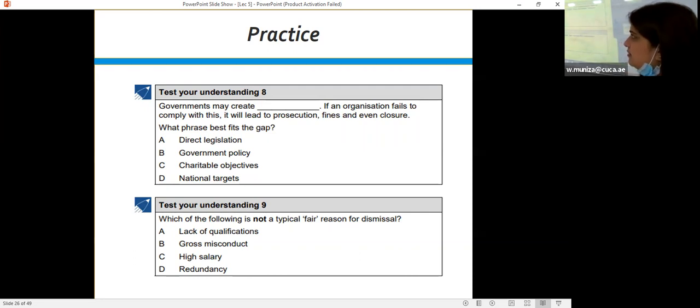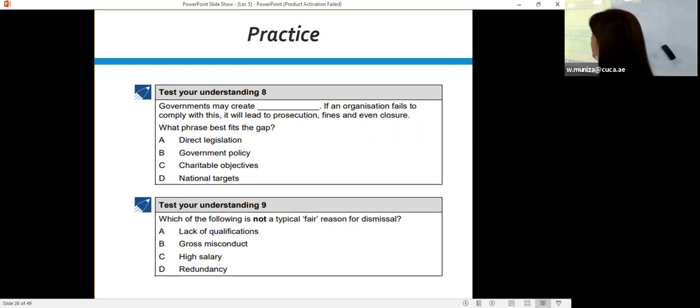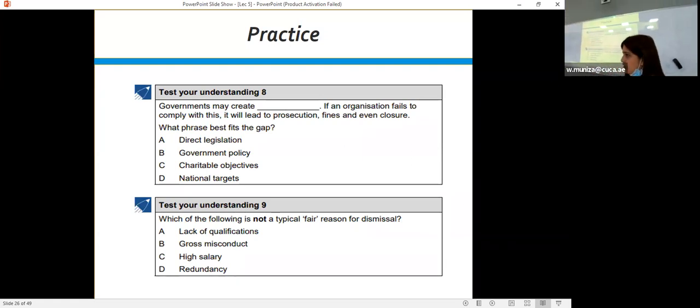Can it be direct legislation? If direct legislation is not followed, will there be questions, fines, and even closure? If the Employee Protection Act or the Consumer Right Act is not being followed, is the organization going to have a penalty then? Why are you hesitating? Say yes. If organizations do not follow direct legislation, they are going to have some kind of penalties. So this is true. The first option seems to be the correct one.